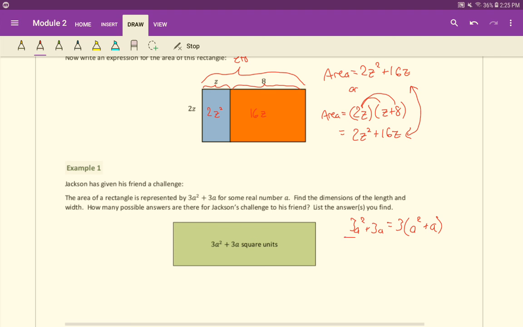Now, is there any other thing we could take out that's in common to 3a squared plus 3a? Well, the answer is yes. What else do these two terms have in common? What variable do they have in common? They both have an a, right? So we could also just take out an a. If I divide a squared by a, I'll be left with just an a. If I have 3a and I divide that by a, I'll be left with just a 3. So in other words, the dimensions here could be a times a plus 3.